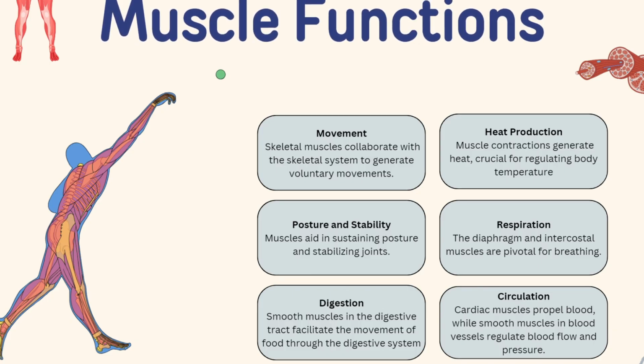Now we have muscle functions. There are really six of them, a lot of stuff to talk about, but we don't have that much time. You can read them out, but I'm just going to give an overview of the most important ones. Movement, we know it. Posture and stability, like I talked about, it aids in sustaining posture and stabilizing joints. And then digestion, where smooth muscle in the digestive tract facilitates the movement of the food.